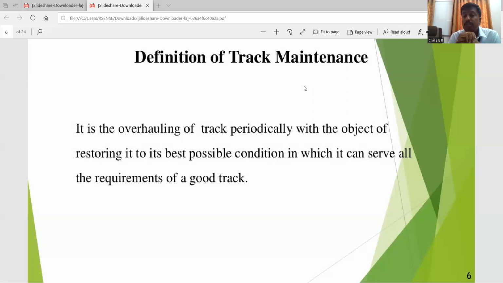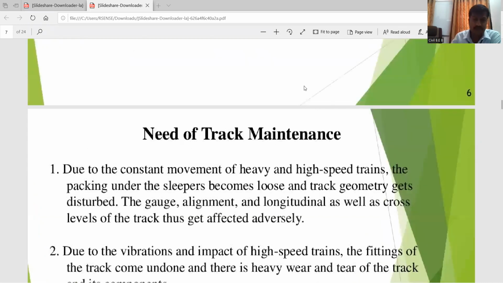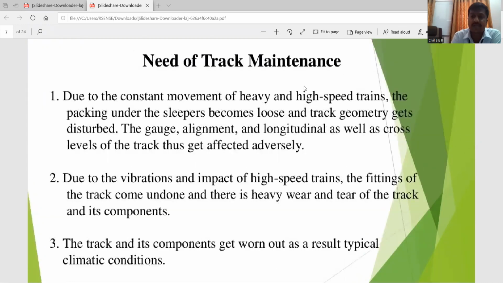What is the maintenance of the track? It is nothing but the periodical inspection of the railway track, just to maintain the railway track in the best possible condition, in which it can serve all the requirements of a good track. Okay. Very simple definition to understand. Then next is, what is the need of this track maintenance? Why do we have to maintain our railway track?